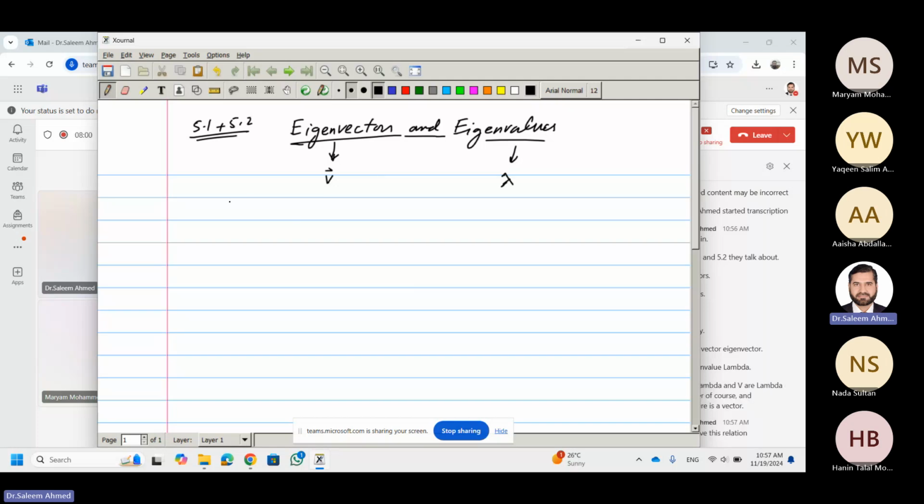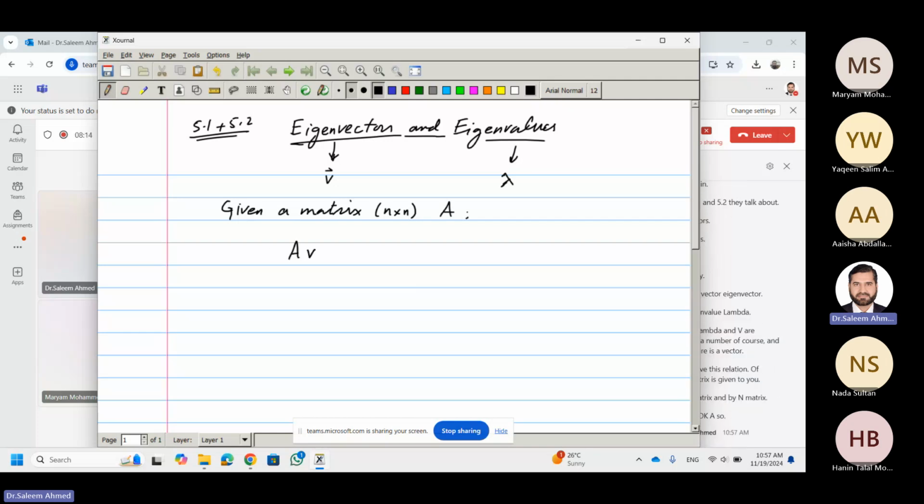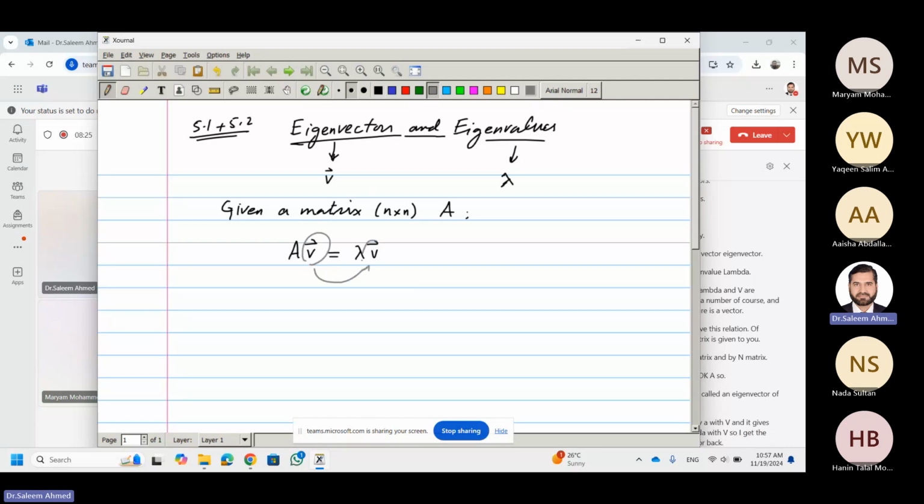Of course, a matrix is given to you, an n by n matrix A. A vector is called an eigenvector of A if I multiply A with v and it gives you lambda with v. So I get the same vector back, but with a number. Lambda is a number. On the left, we are multiplying by a matrix. On the right, we are multiplying by a number.